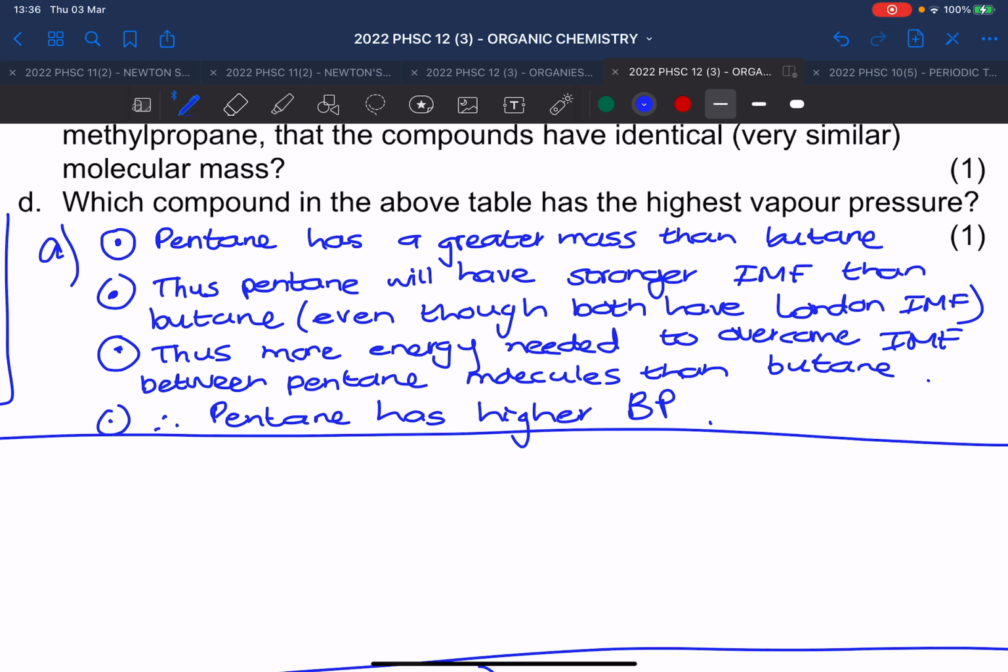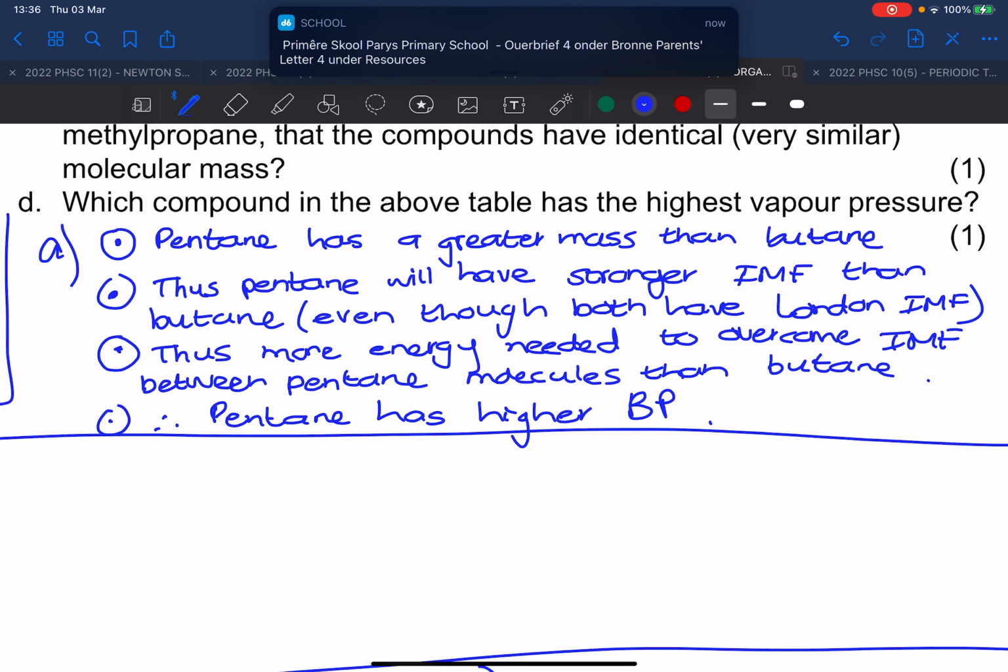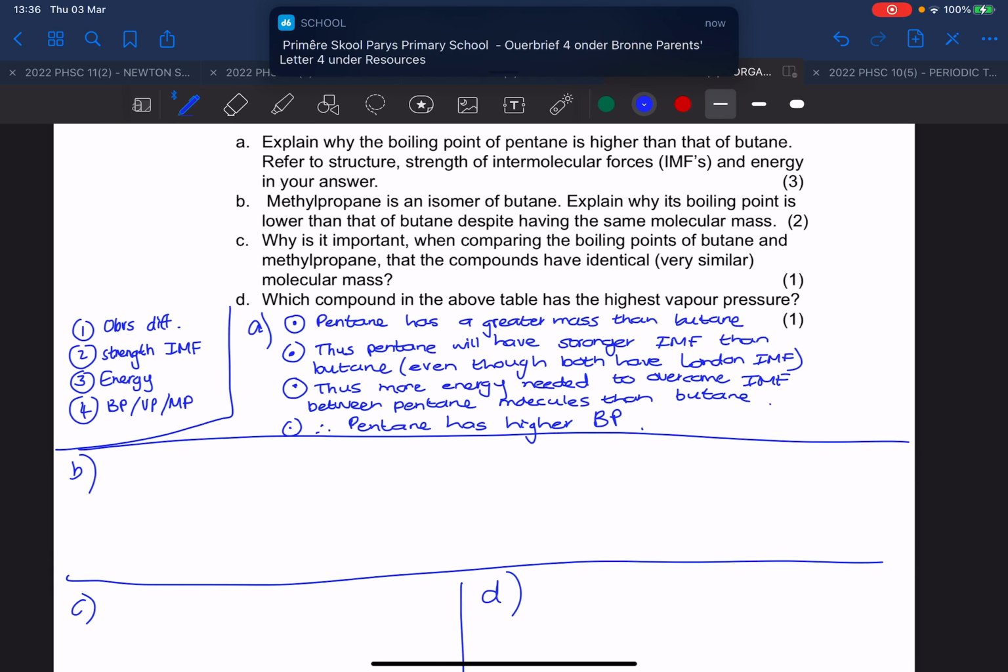If you just say pentane has greater mass, stronger intermolecular forces, we don't know which one has stronger intermolecular forces. So that's why I say every time, thus pentane will have stronger intermolecular forces. You can leave out than butane. If you mention the one has stronger, then it is implying than the other. Okay, right. Next one they ask.